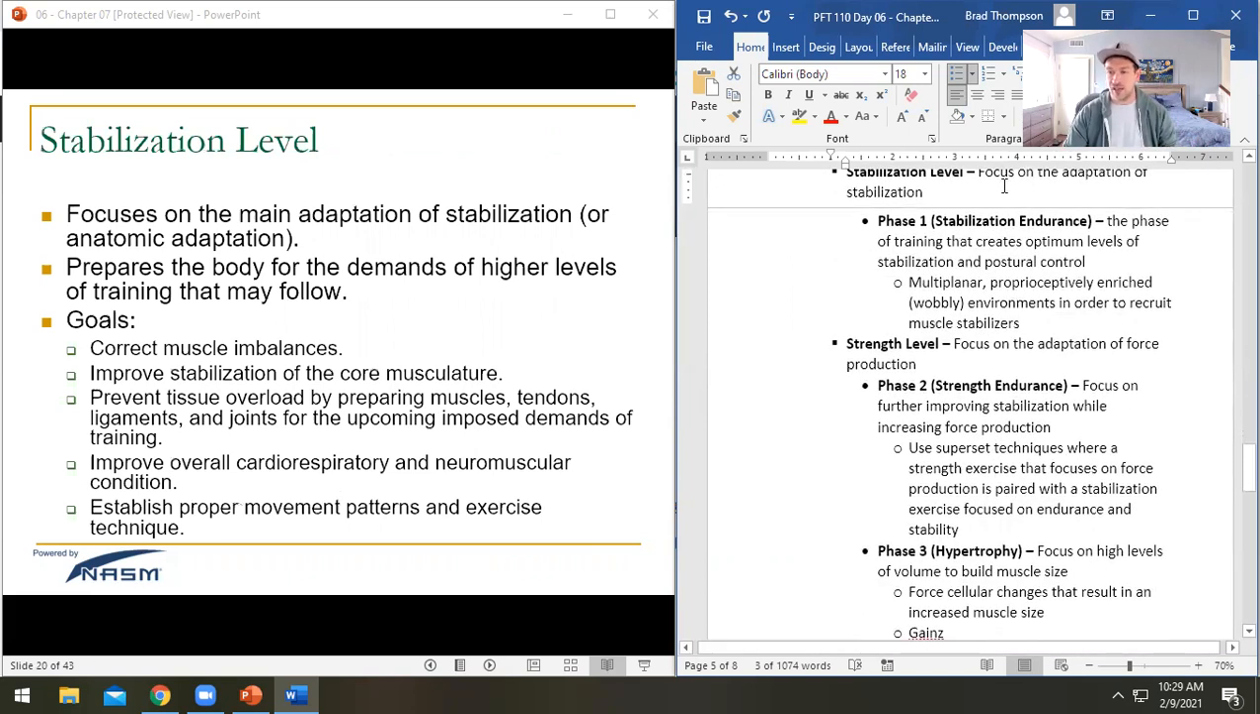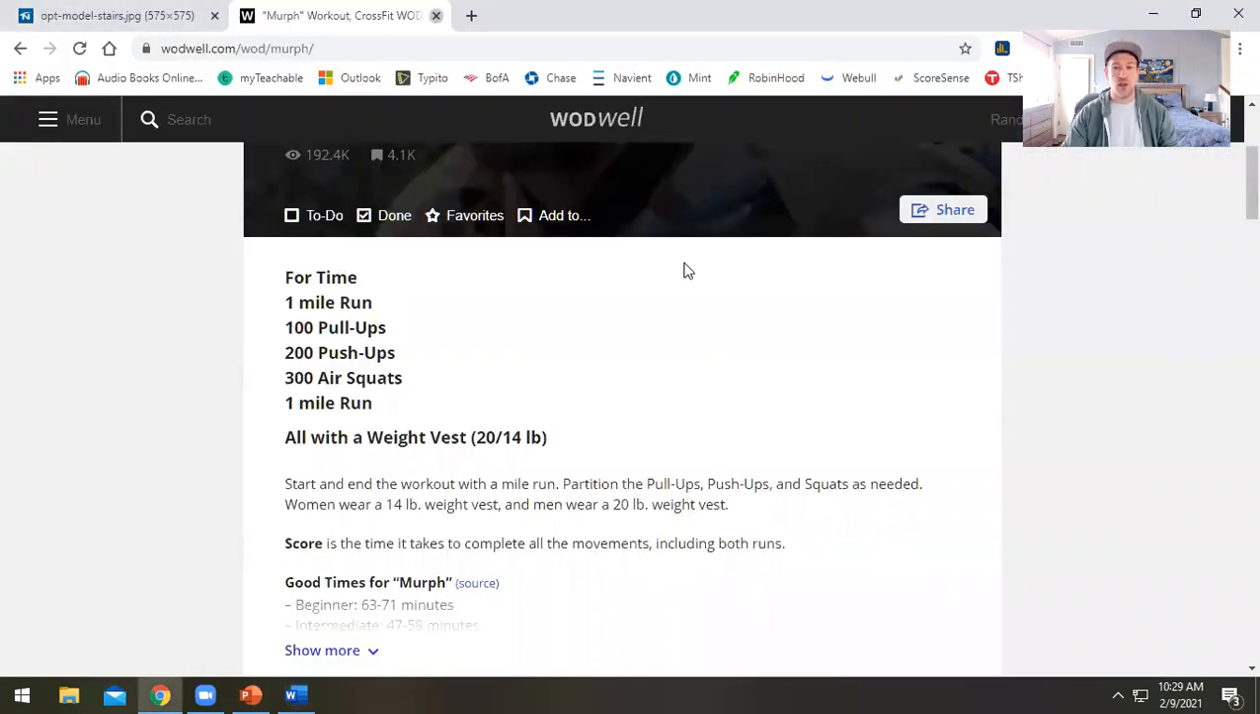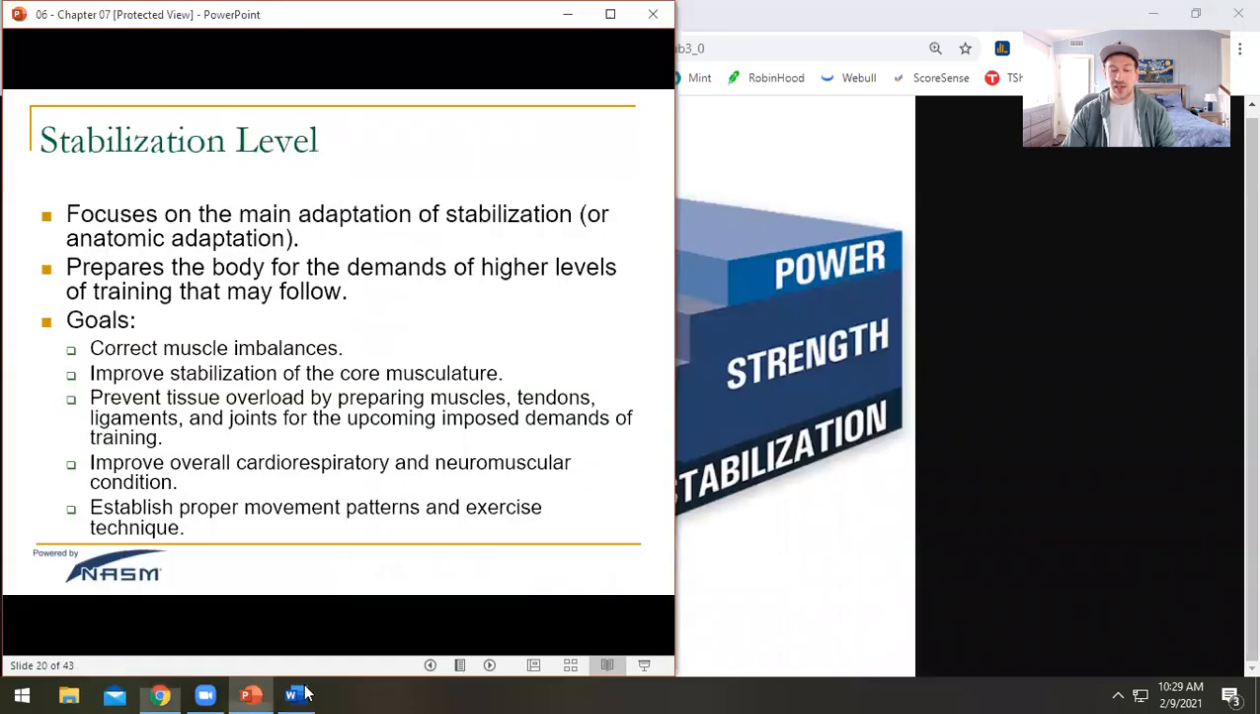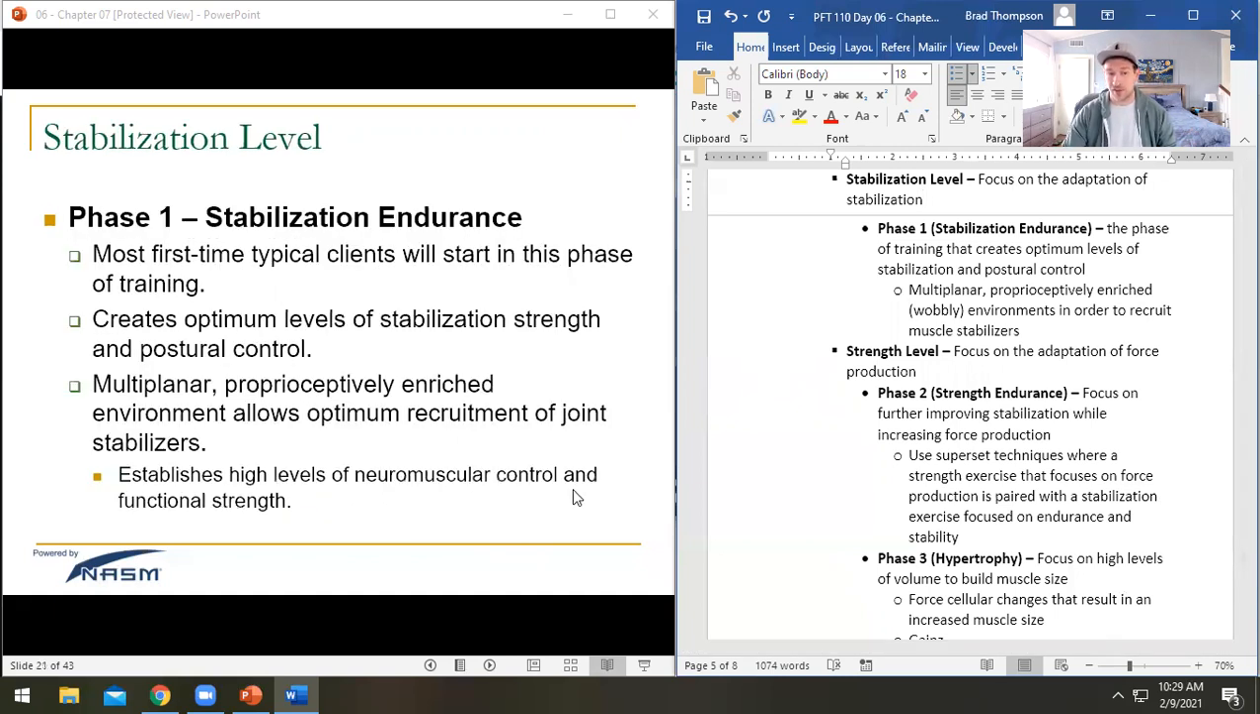Like I said earlier, stabilization is all about focusing on the adaptation of stability. Our job in this first level of the OPT model is to address any of our clients' overactive and underactive muscles. This is where we're fixing muscle imbalances, improving core stabilization, and preventing tissue overload by strengthening ligaments and tendons, the connective tissue. And we're establishing proper movement patterns. Most of your clients will start in the stabilization phase, pretty much every one of your clients.